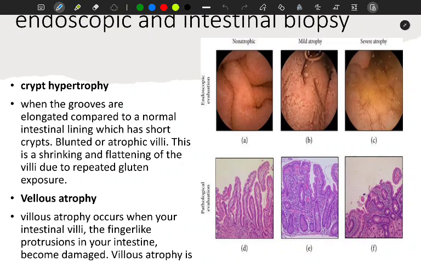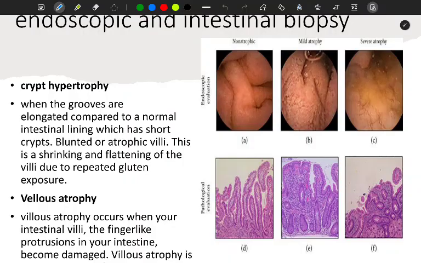Flattened. The protrusions that normally, for those who will go and see endoscopy, inshallah, they will see in the small intestine, there are tiny protrusions, normal. We lose them, and that's celiac disease, okay? So we don't often see that in celiac.